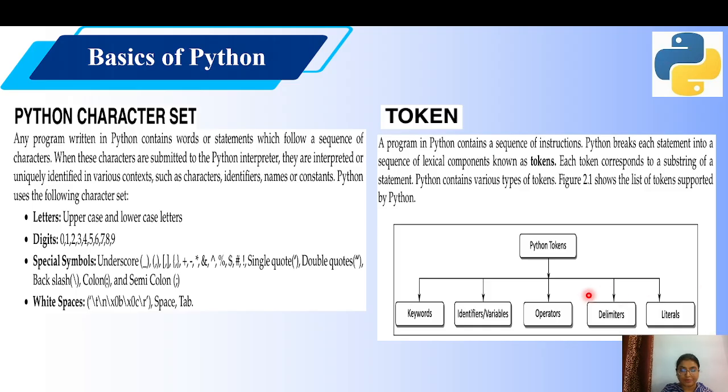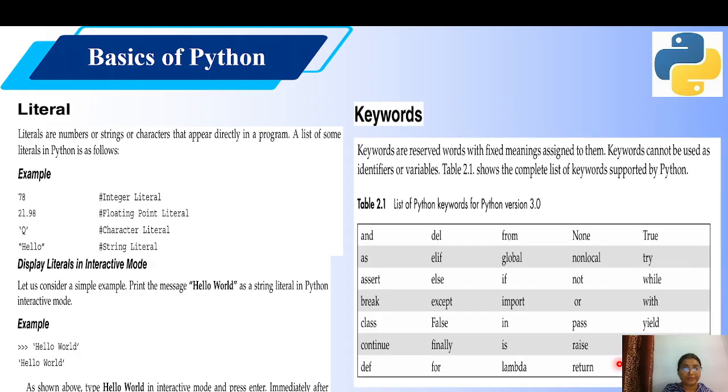These are the five main types of tokens present in Python. Moving further, literal.